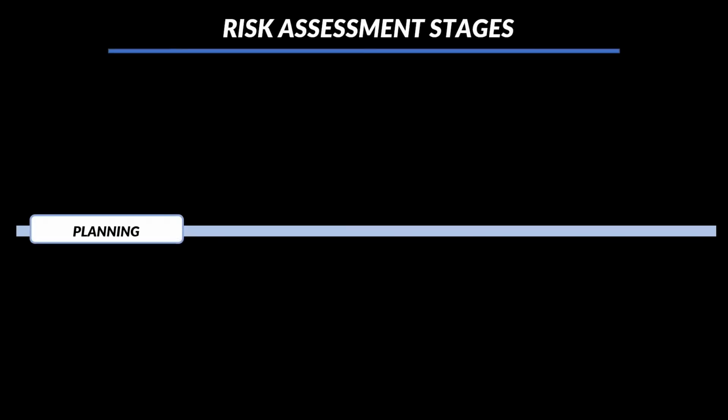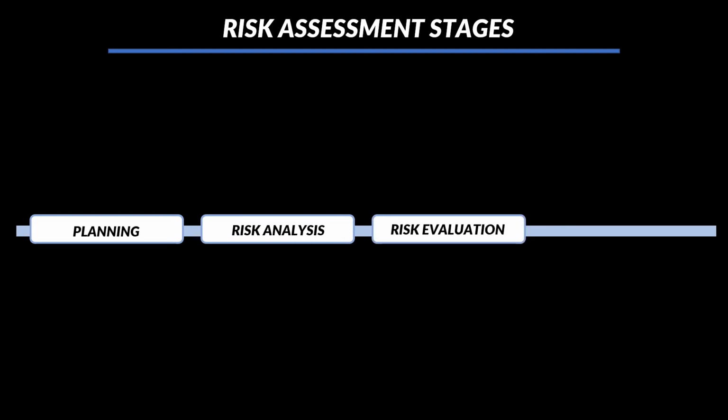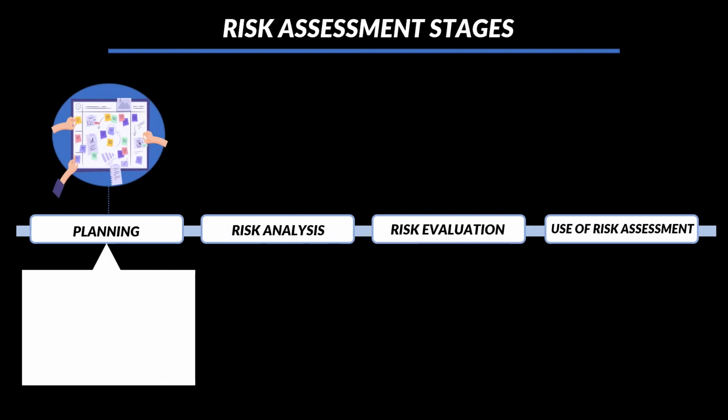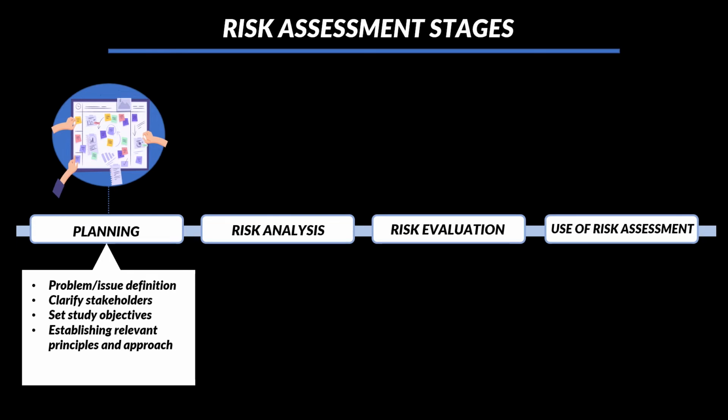This figure shows the main stages of a risk assessment, covering the planning of the risk assessment, determining the context, the risk analysis and risk evaluation, and the use of the risk assessment. The planning covers the following elements: problem issue definition, clarifying who the stakeholders are, setting study objectives, establishing relevant principles and approach, and data and information gathering.